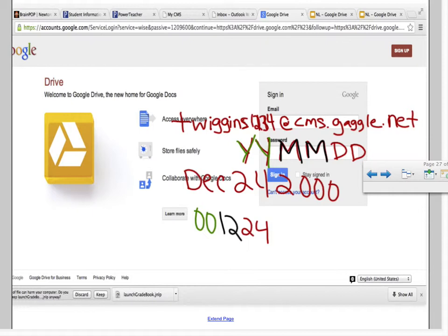Question. Why is it backwards? That's just the way it is, honey. Okay.